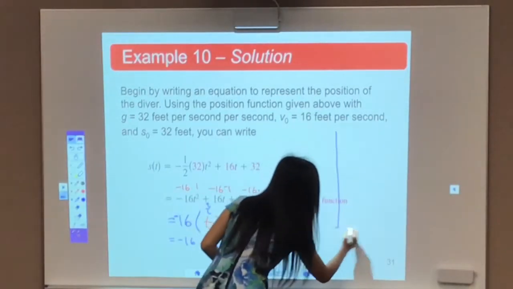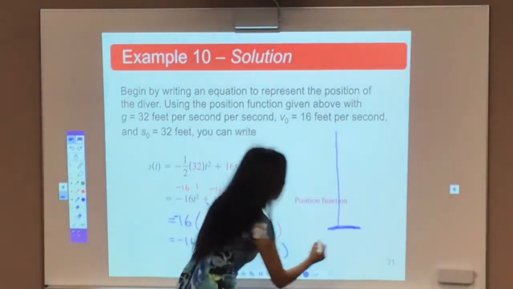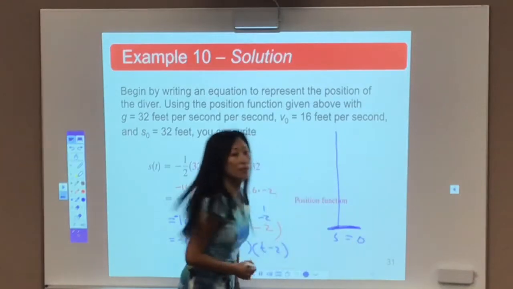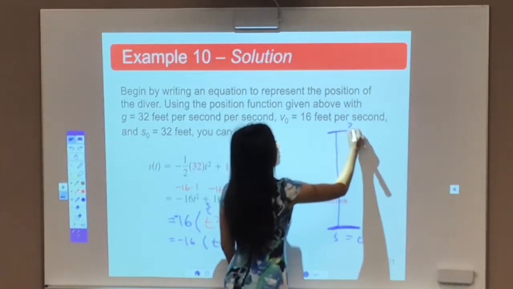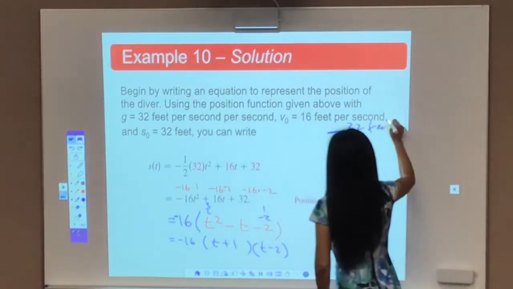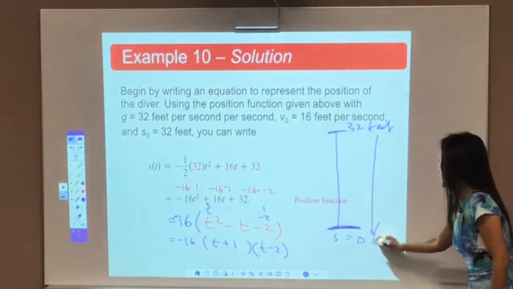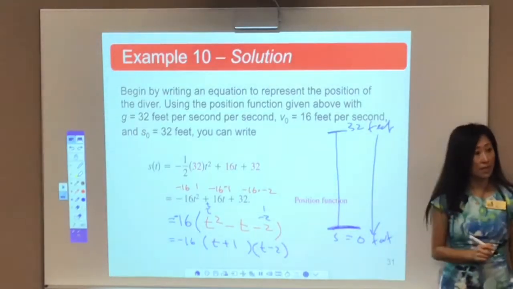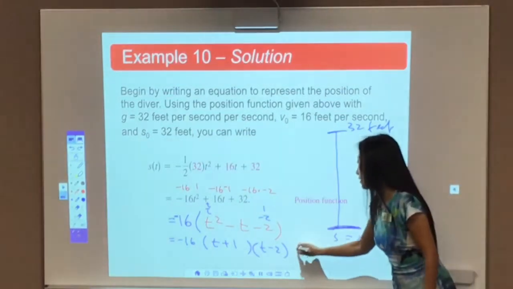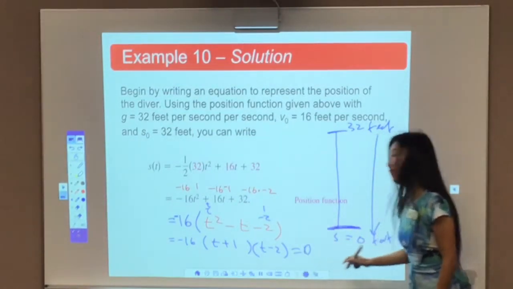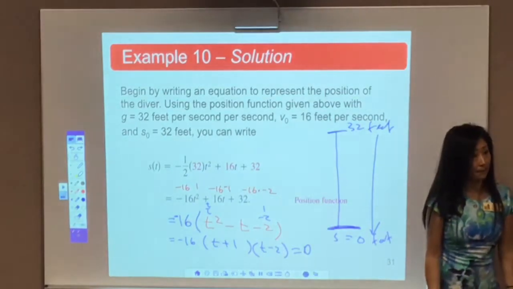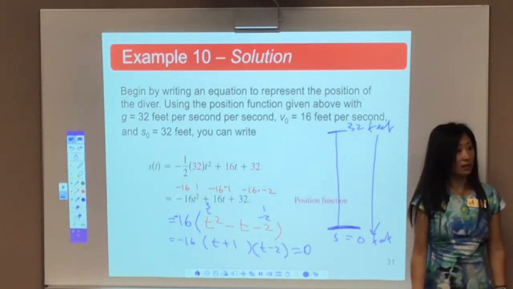The problem says what? I want that to be where? Right here. That means my position is equal to what? 0. Over here is what? 32 feet. But when I come down all the way, what's my height? 0 feet. Is everybody with me? So I can set this equal to what? 0 to figure out my time. Everybody with me now? Okay.